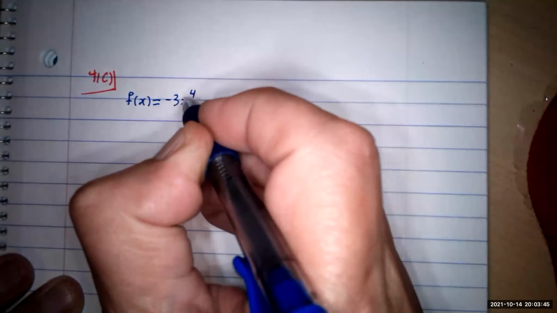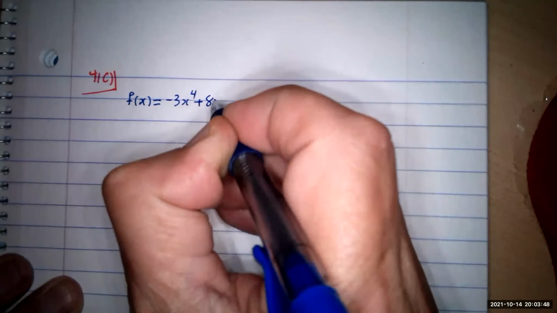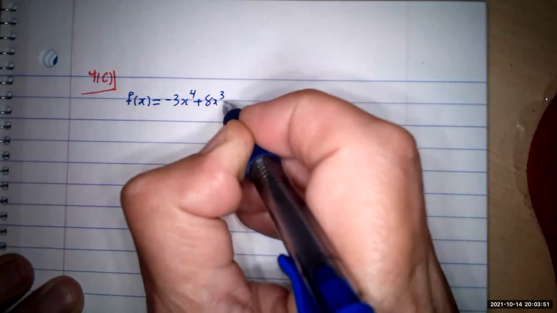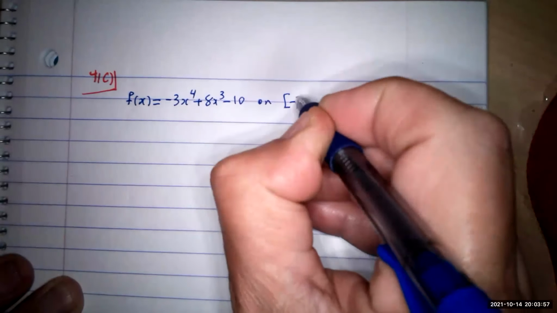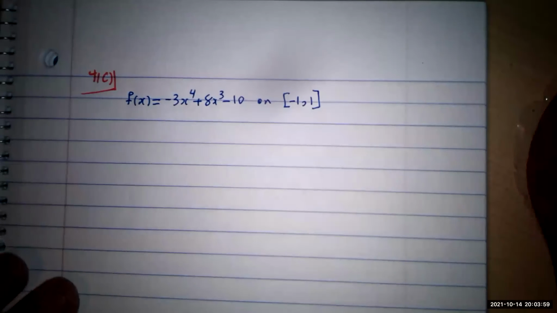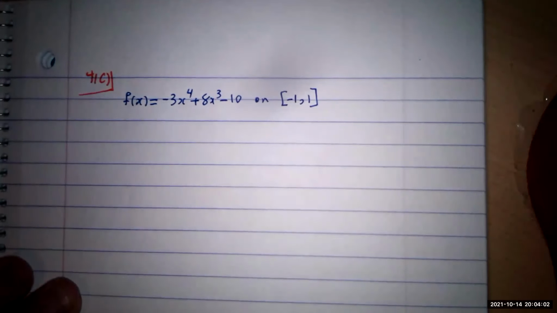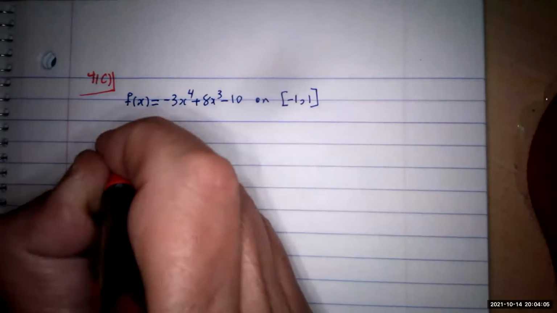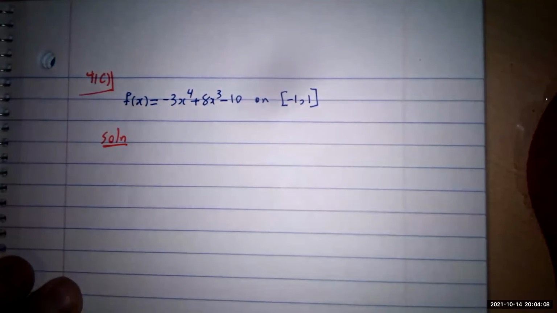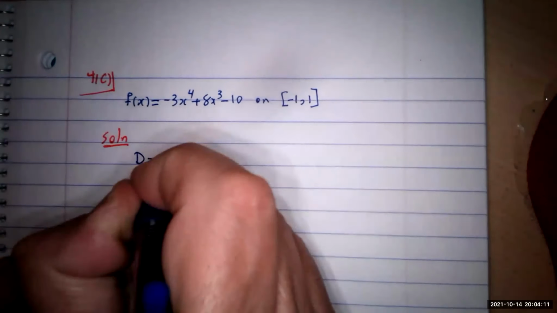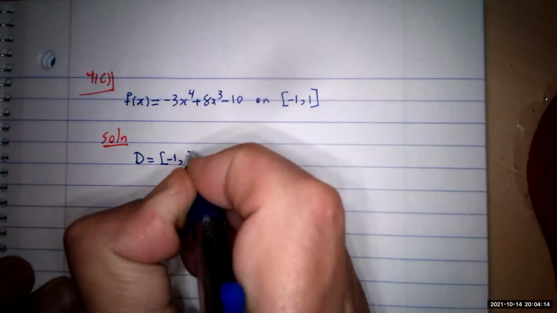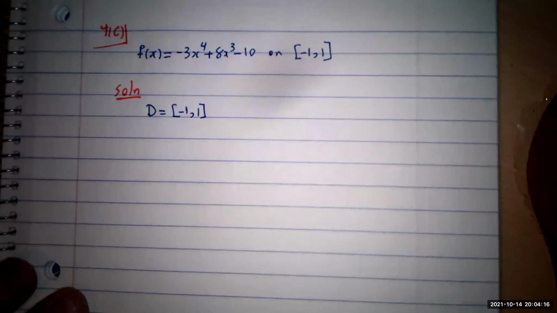So that's going to be f of x. You have the f of x and it's -3x to the 4th, plus 8x cubed minus 10. And the interval in question is -1 and 1. Okay, we want to check the max and the min over here. So for the solution, we make sure that we know that the domain in this case is going to be -1 and 1, and this is where you have to check your critical numbers.